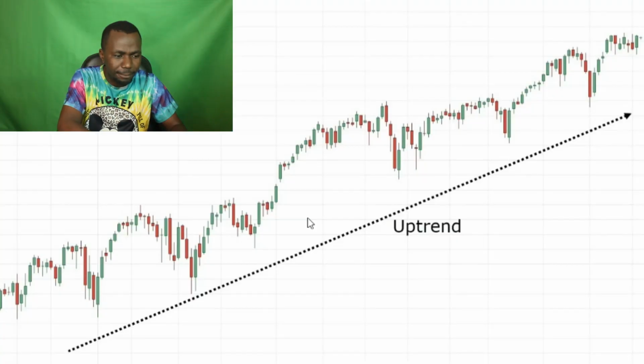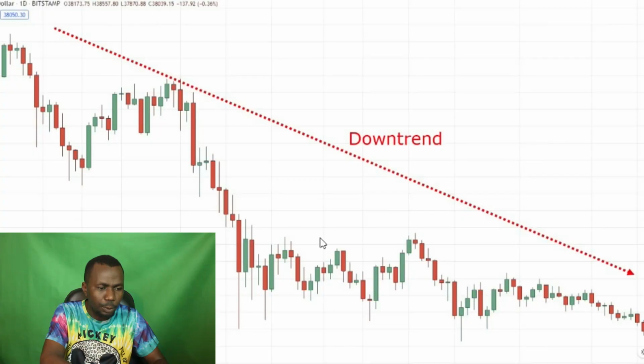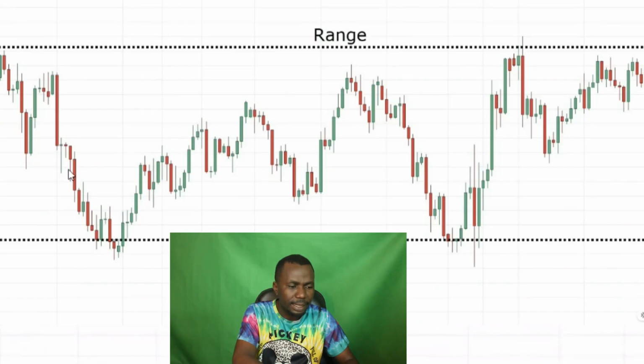So like I said, this is the uptrend. The market structure here is uptrend. Then this one is clearly a downtrend, right? And then this one is a range. You open your chart, you look at the market structure and know whether the market is in an uptrend, if the market is in a downtrend, or if the market is ranging. So that is what I mean by market structure, right?